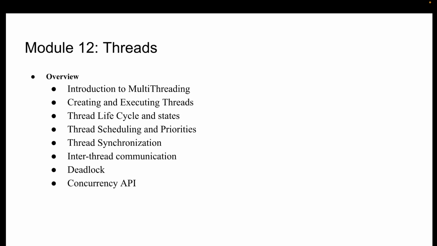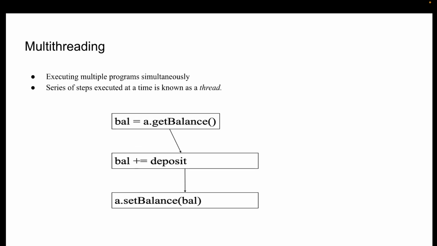These are some of the topics we'll go over one by one. So what is multi-threading? Multi-threading is executing multiple programs simultaneously, and a series of steps executed at a time is known as a thread.